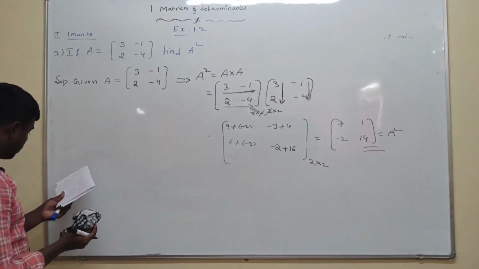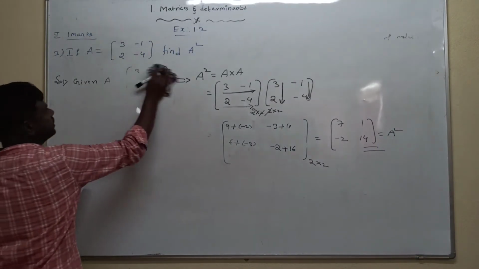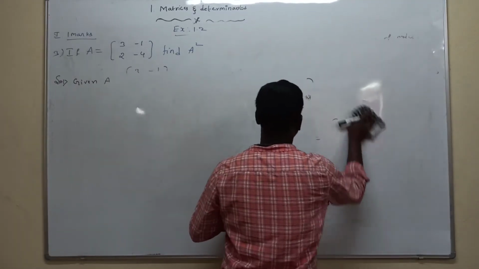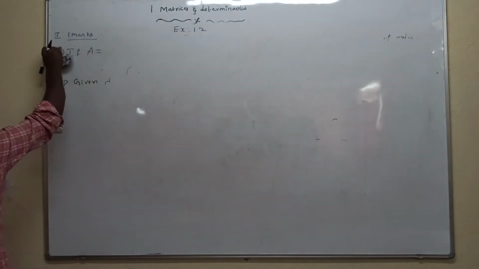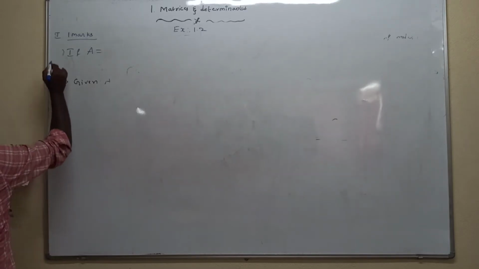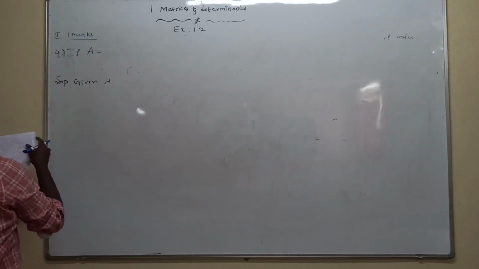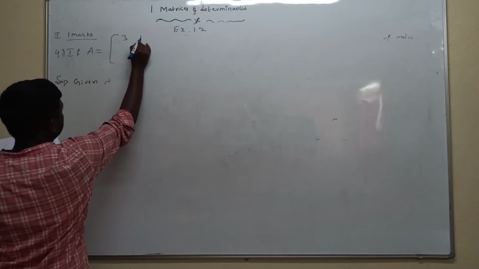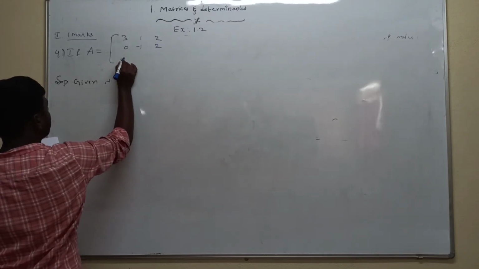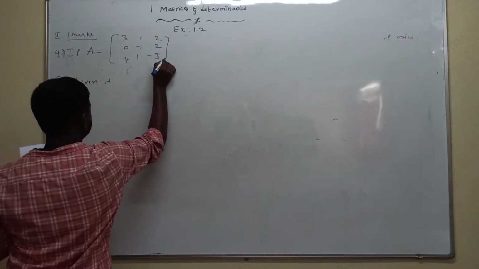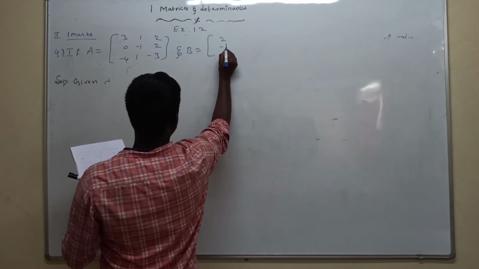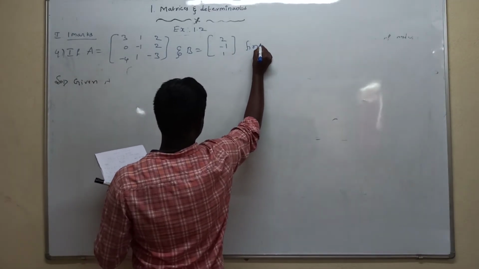Next we are discussing the fourth one. See the fourth one. If capital A is equal to [3, 1, 2; 0, -1, 2; -4, 1, -3] and B is equal to [2; -1; 1], find AB.